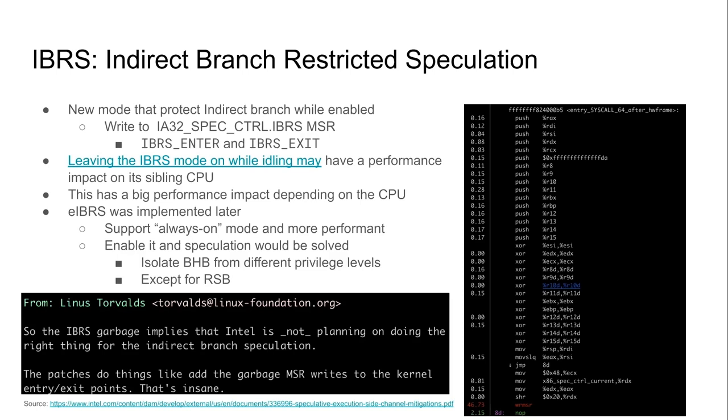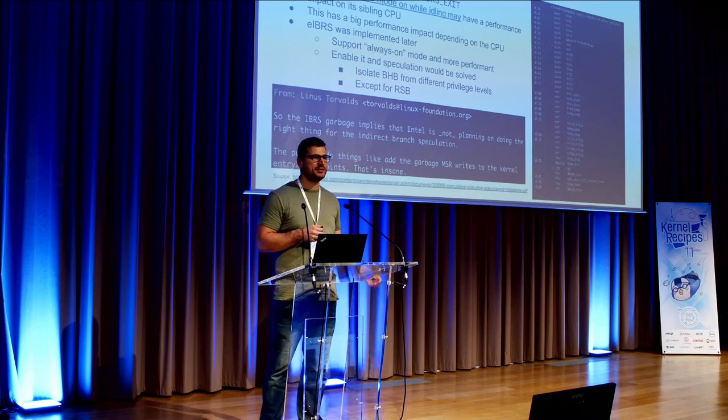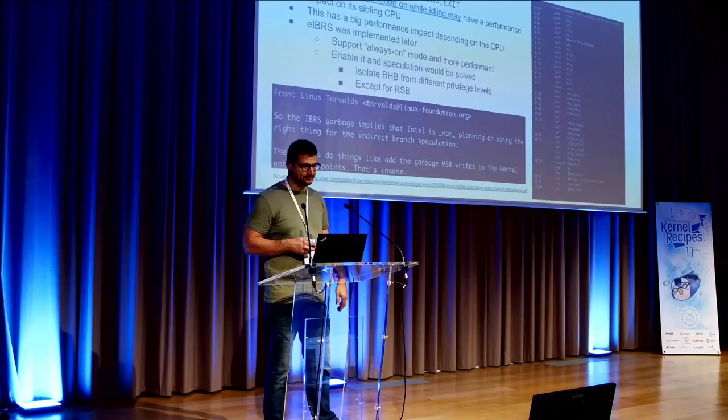Except that it doesn't mitigate all the problems. There is something called RSB, which we are going to look at later, which is a buffer for return address. So when you have a call and return, there is a buffer for that as well, around 12 to 16 entries. And that is predicted on a microarchitecture when you have a return from the function.